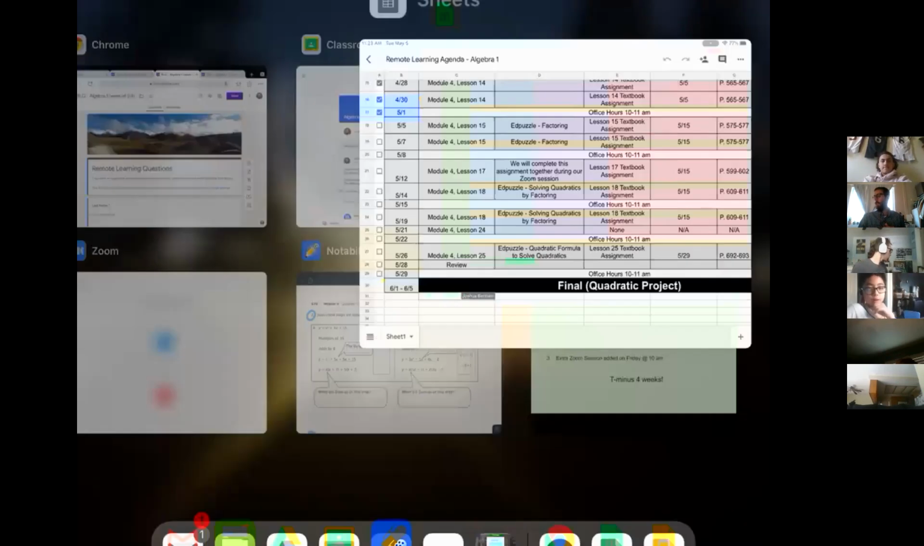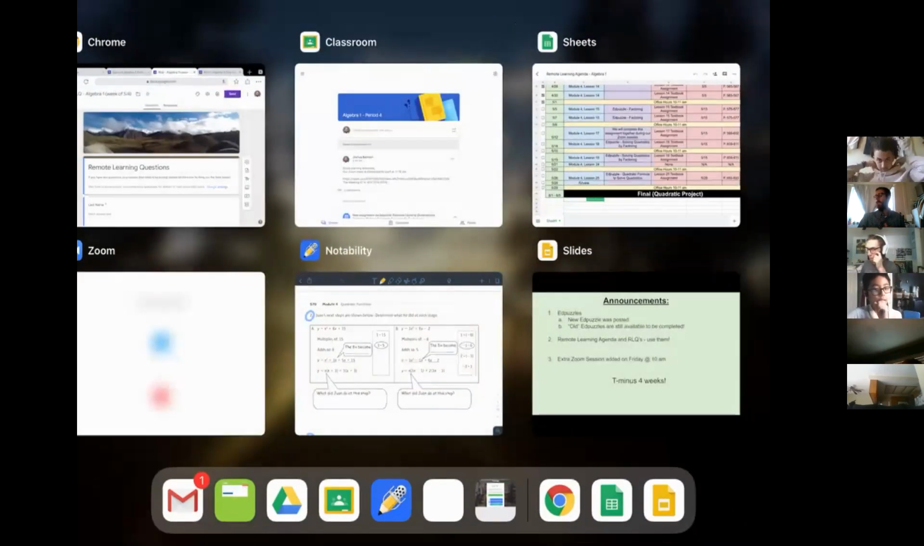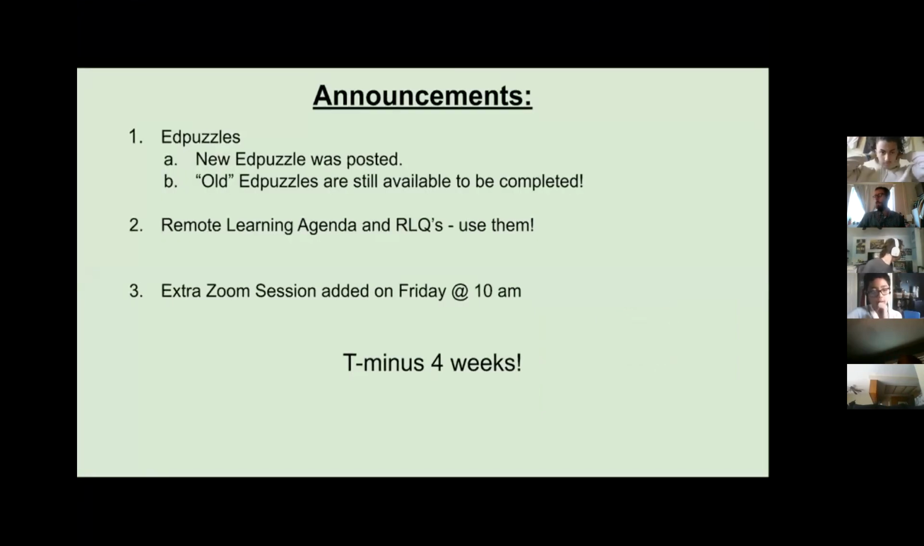Cool. If you have a question, y'all know you can unmute yourselves and ask, or just type it in the chat box. But without those questions, we're going to progress.